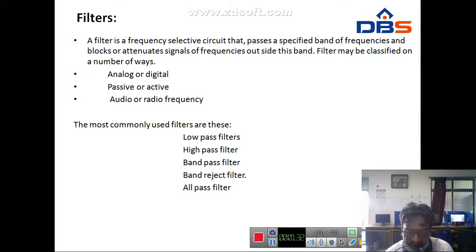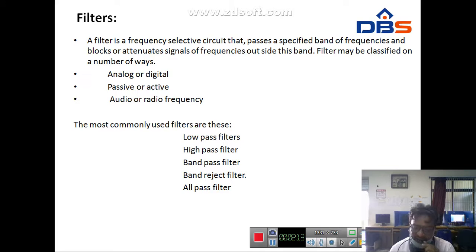An electrical filter is often a frequency selective circuit that passes a specified band of frequencies, and it blocks or attenuates signals of frequencies outside this band. Filters may be analog or digital. Analog filters are designed to process analog signals, while digital filters process analog signals using digital techniques. Depending on the type of elements used in their construction, filters may be classified as passive or active.